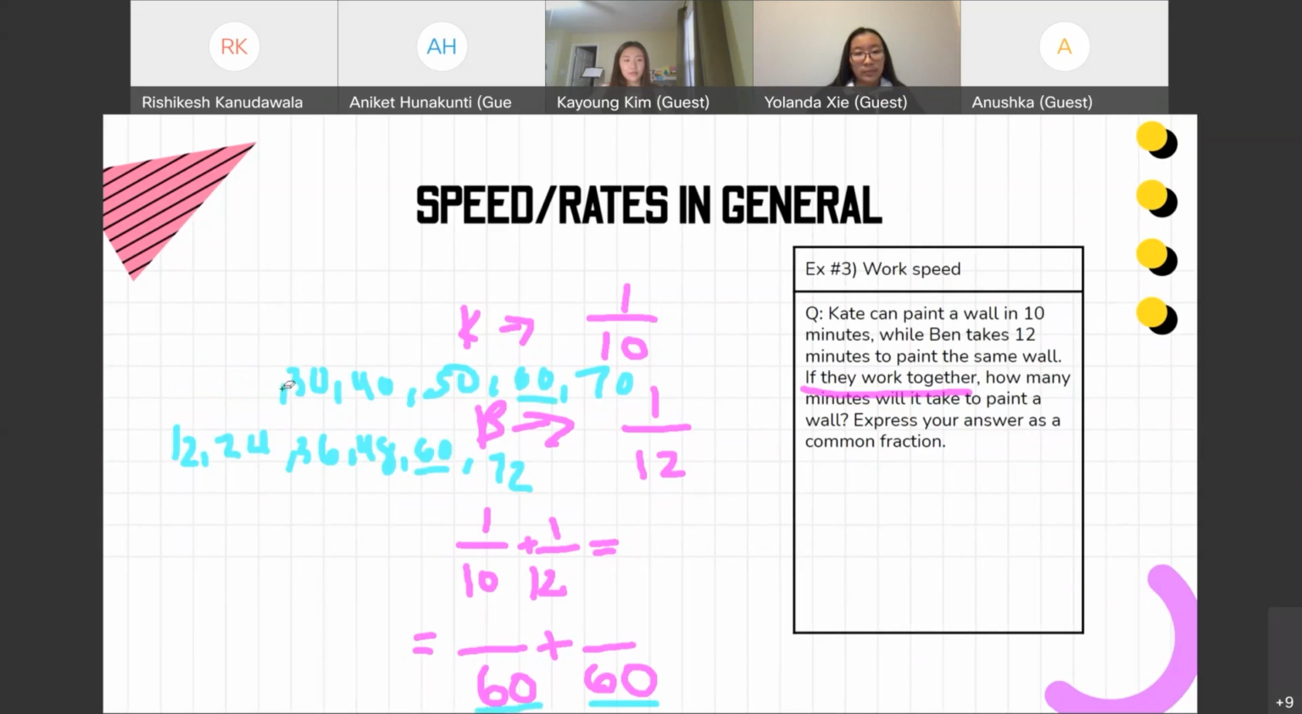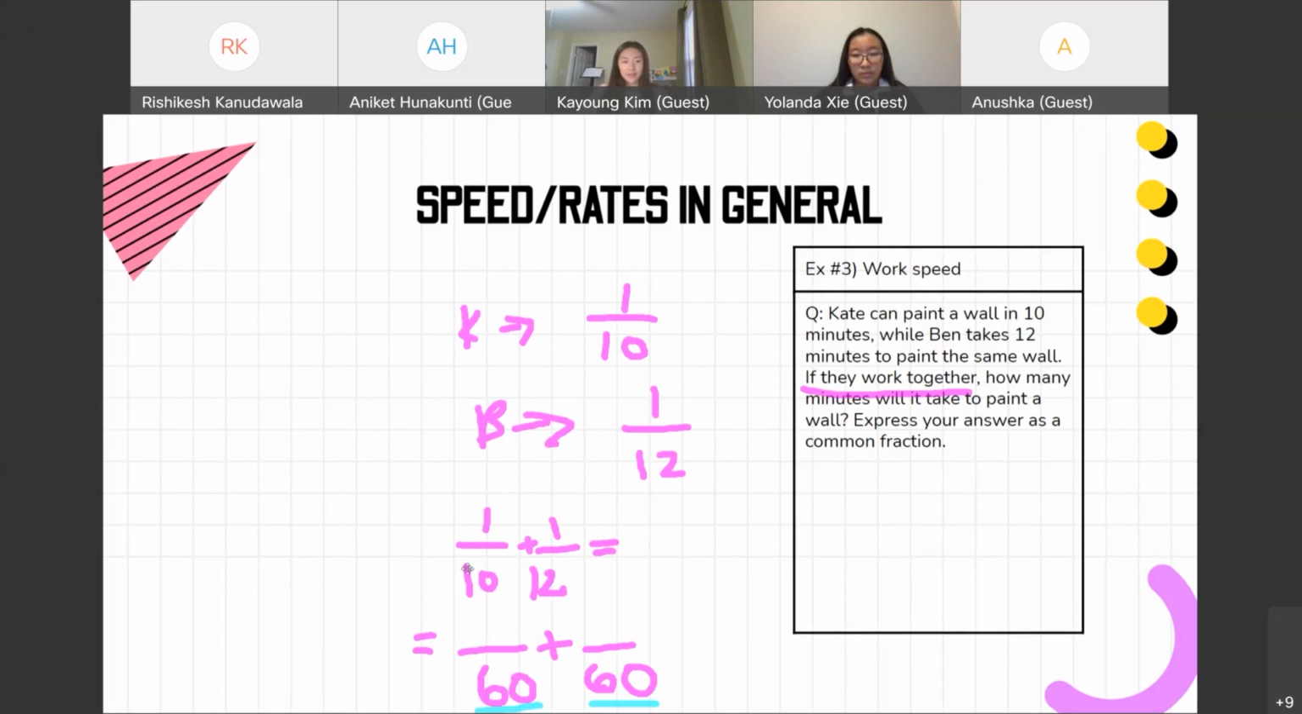Yeah. And then the next step is, I usually do the same thing, but I just do it in my head. Yeah, you can do it in your head too. I try to find what 10 times what goes into 60. And then since it's 6, I make the numerator the 6. That's good. That's a good strategy too.